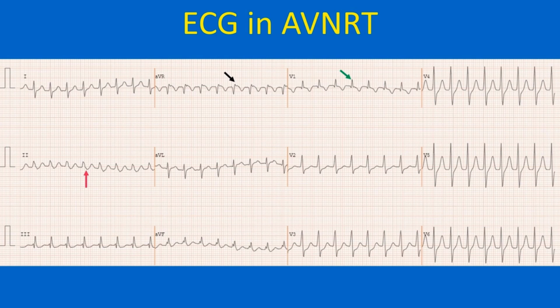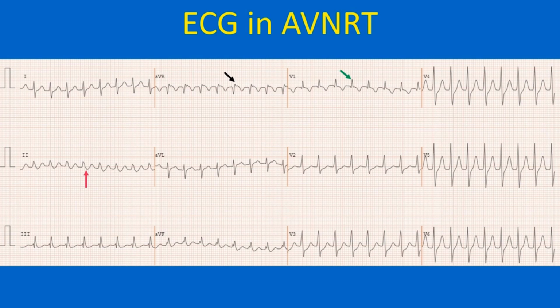Close scrutiny of the tracing shows probable negative P waves after the QRS complex in lead 2, red arrow. They are called pseudo S waves produced by retrograde P waves. This pattern is seen in atrioventricular nodal reentrant tachycardia or AVNRT. Here the RP is shorter than PR, from retrograde P to next R wave, qualifying for the short RP tachycardia of the slow-fast variety of AVNRT.